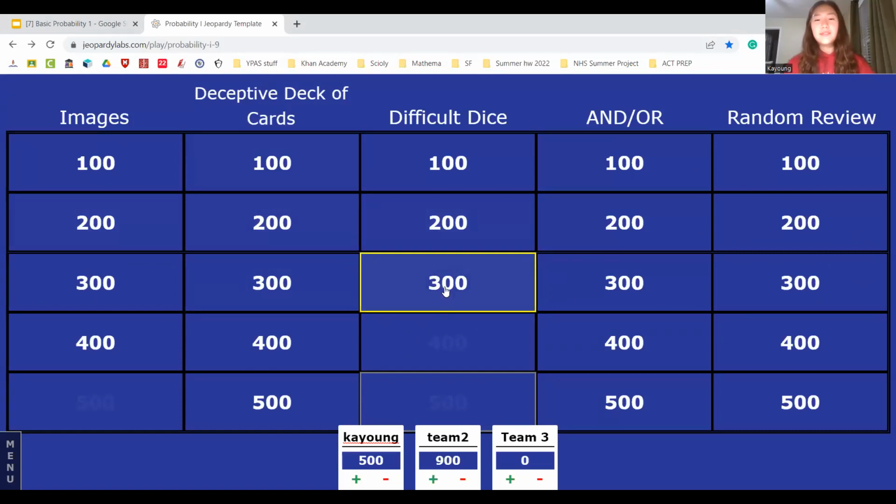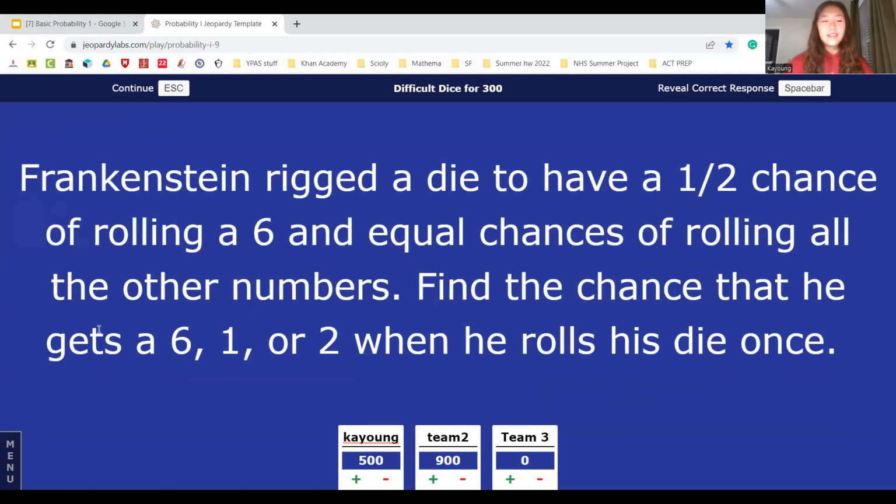I'm gonna take the difficult dice 300 since you guys seem to like it. Okay, Frankenstein rigged a die to have a 1/2 chance of rolling a 6 and equal chances of rolling all the other numbers. Find the chance that he gets a 6, 1, or 2 when he rolls his die once. Ooh, this is confusing. Okay, let's see. So this, or this. I think it's telling me to add, right? So first, to get a 6, there's half the chance. Since the other half is distributed to the other 5 numbers, that's 1/10 per each one.